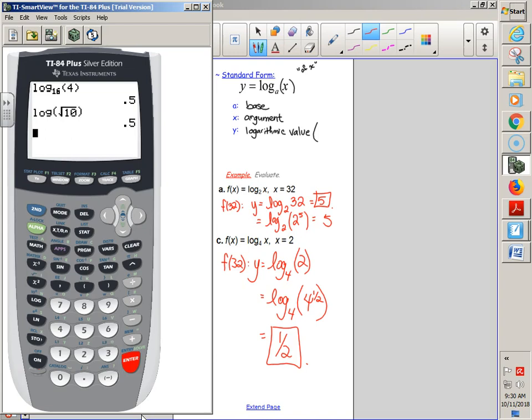Oh, we could do that one. Okay, it'd be 0, yeah. Wait a minute. What would be log base 16 of 1? 16 to what power is 1?